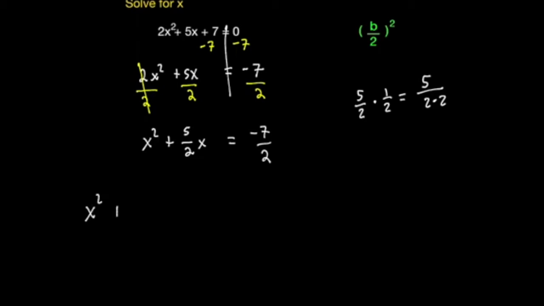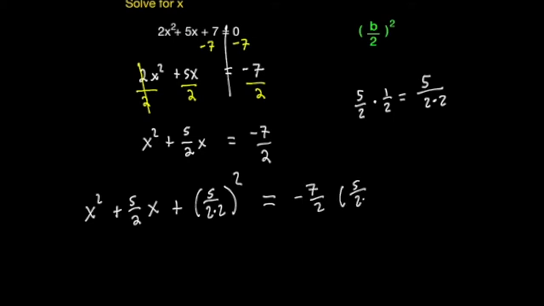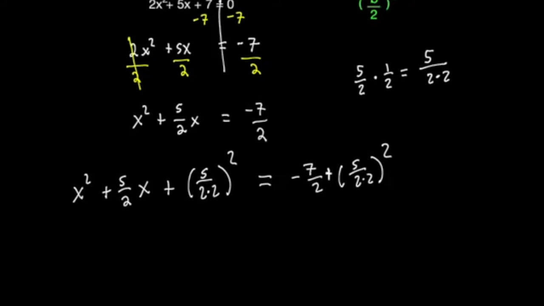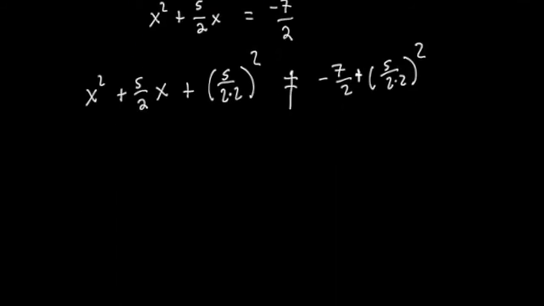I have x squared plus 5 over 2x. I'm going to add the 5 over 2 times 2, raise that to the second power. Now I have the perfect square trinomial. And to keep the equality, I'm going to add 5 over 2 times 2 to the right hand side as well. On the left hand side, I can simplify the perfect square trinomial into its binomial squared by grabbing x and grabbing the 5 over 2 times 2. So here I get x plus 5 over 2 times 2. And this is all going to be squared. I have the binomial squared.